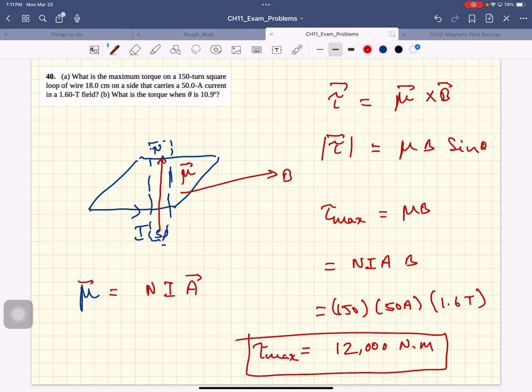What happened to it? I forgot. Oh. 0.18 squared. So 388.8 newton meters. Okay, so that's the torque on that thing.